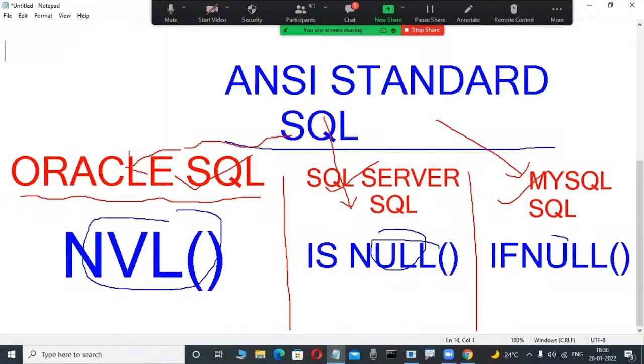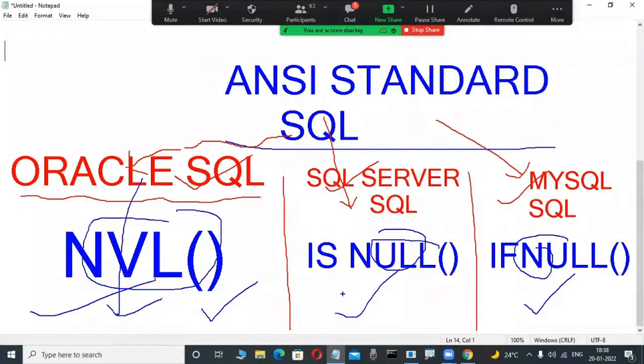And the version, syntactically totally different. Here the create procedure syntax is different, and here also the create procedure syntax is different, with slight differences. Suppose there is a function MONTHS_BETWEEN that exists in Oracle SQL only. Can I use the same function in SQL Server SQL? No, there is DATEDIFF there.